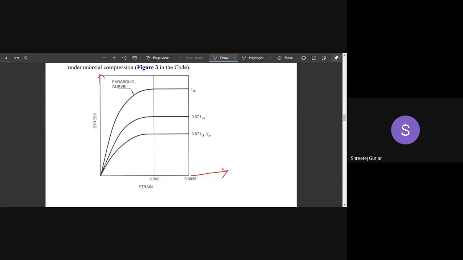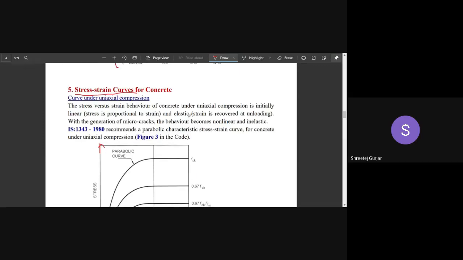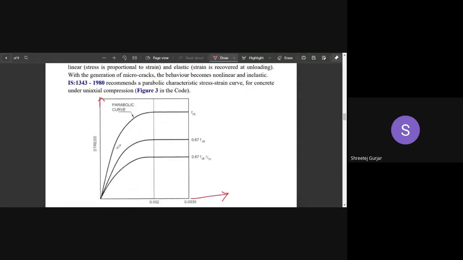You can see initially the stress strain curve is straight, and it is elastic. Stress is proportional to strain, and it is elastic, that is, the strain is recovered after unloading up to your proportionality limit. Once you unload your structure, all of your strain is recovered, meaning it is elastic. So your stress strain curve is linear and elastic in the initial stage.